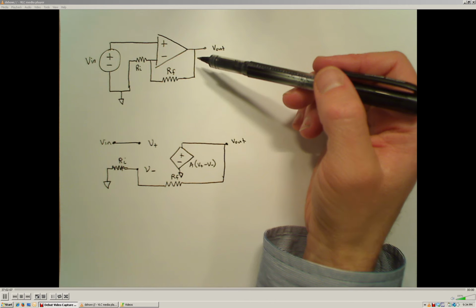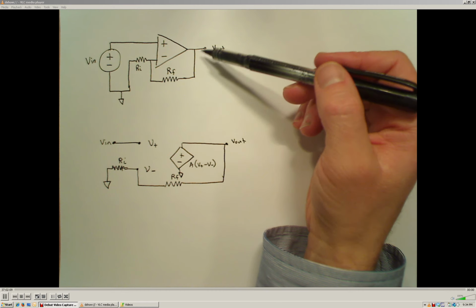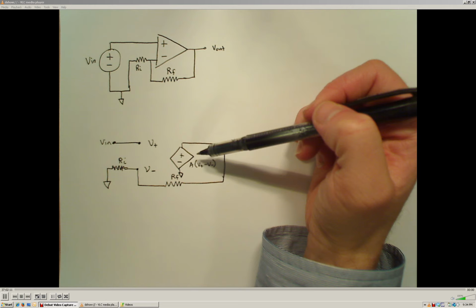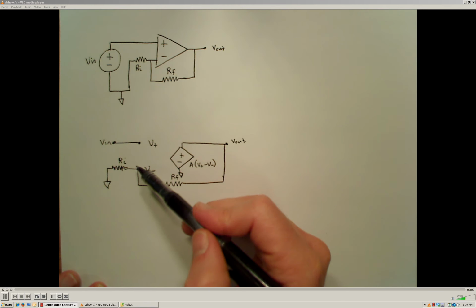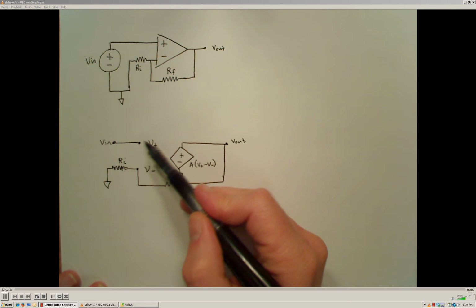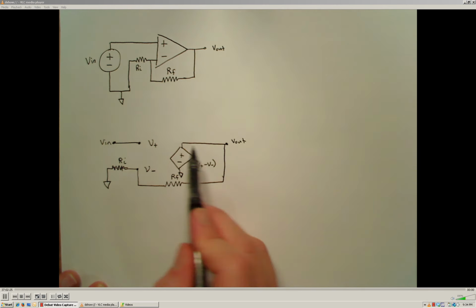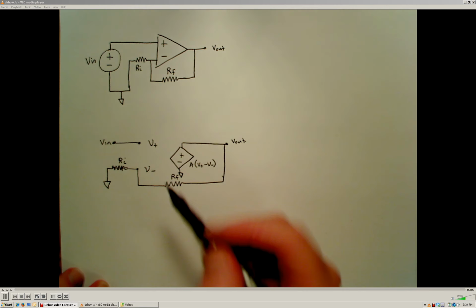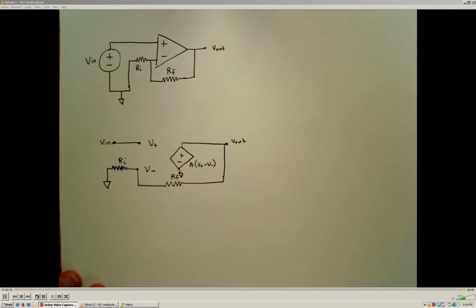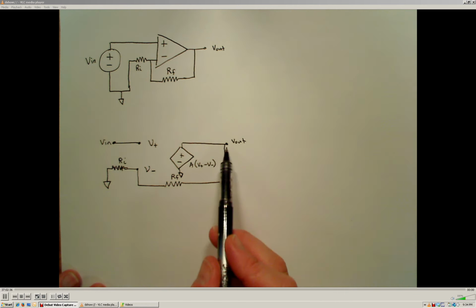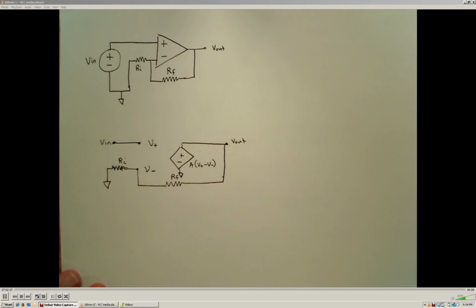And we can elucidate that behavior by looking at the ideal op-amp model, which I've drawn here. Okay, so from the ideal op-amp model now, assuming that we have an infinite input resistance and zero output resistance, and that we can model the op-amp by this dependent voltage source here, we can establish the relationships that tell us how the output voltage is going to be related to the input voltage.